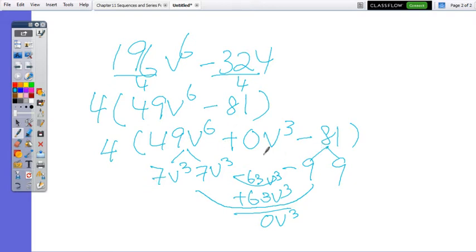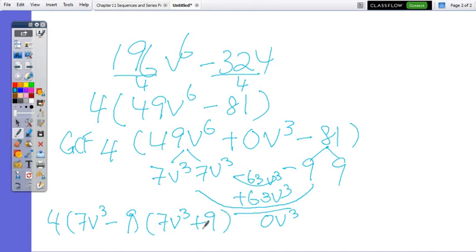So the way to put this all together: the 4, which is the greatest common factor, that's the first number, we need to bring it down. And then the left hand side of the factor tree, what we got here is 7v to the power of 3 minus 9. And for the right hand side of the factor tree, we got 7v to the power of 3 plus 9. And here's the factor form for the binomial.